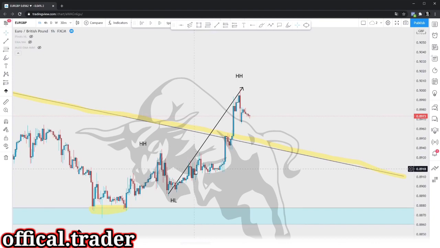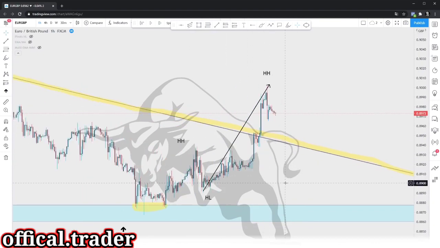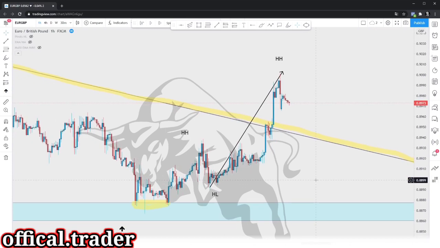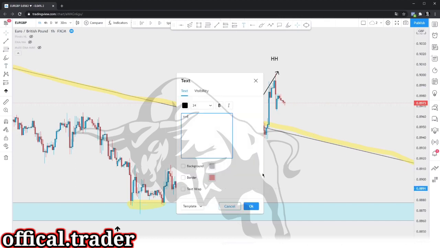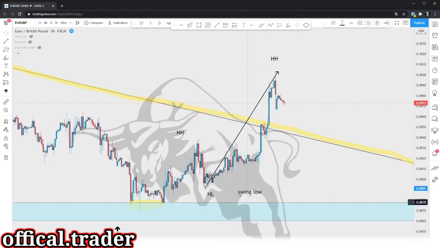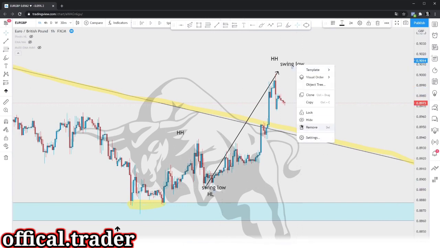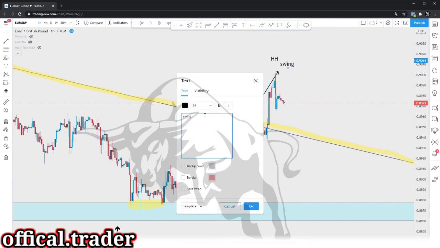So firstly, let's identify how we will draw our Fibonacci retracement tool. So let's zoom out a little bit. As we can see, we have our higher low and our higher high. That's all we need, right? So let's identify this as a swing low. Okay, swing low is here, and this is our swing high. Keep in mind that this is 1 hour time frame, okay? Swing high.